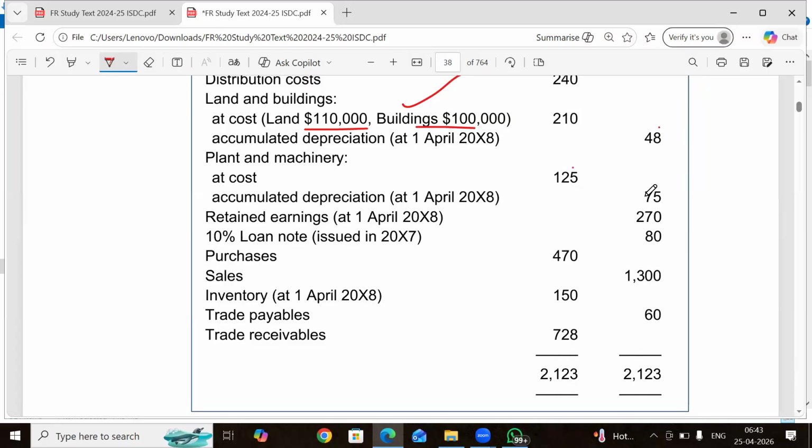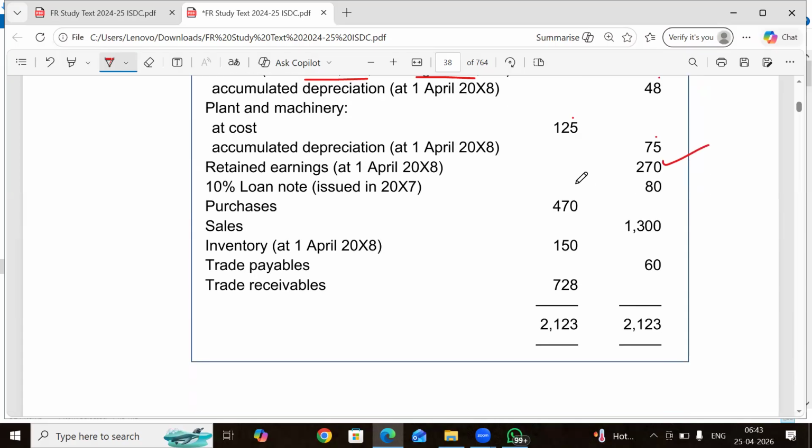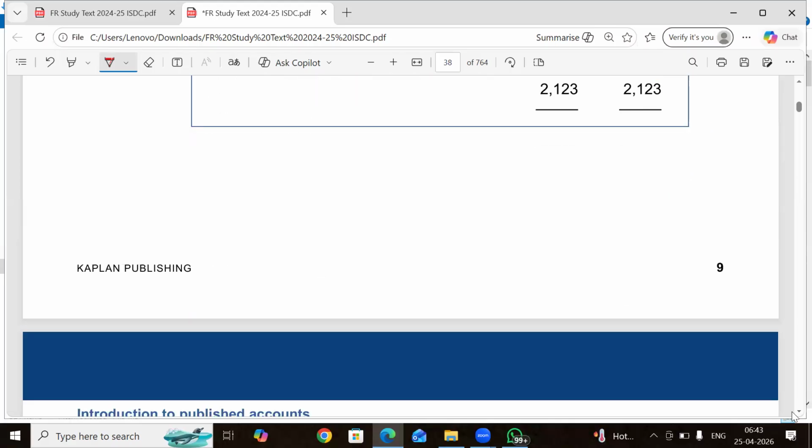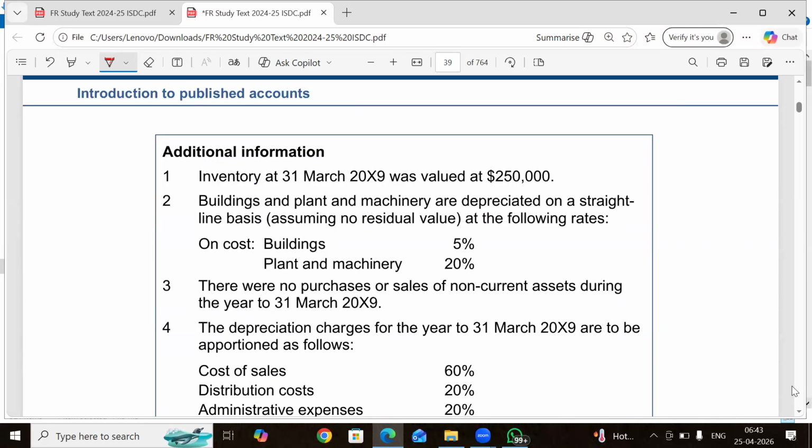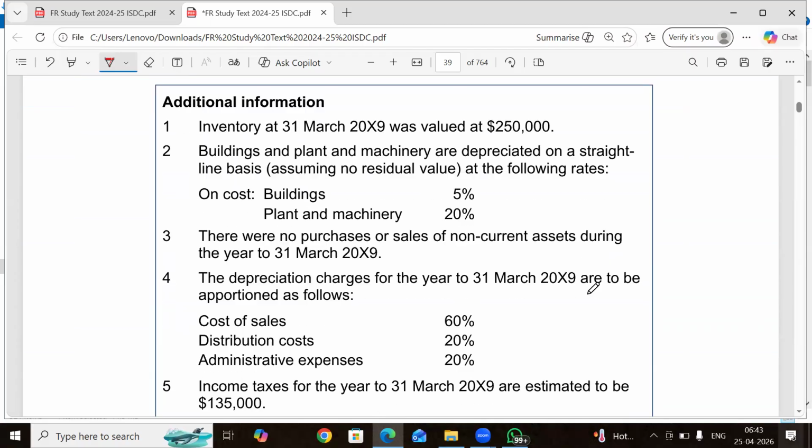Plant and machinery cost, its accumulated depreciation, retained earnings opening balance, loan note, that means they have taken a loan, purchases, sales, opening inventory is given, trade payables, trade receivables. This is the extra information given. Closing inventory will always be given in the adjustments, sorry, not in the trial balance.